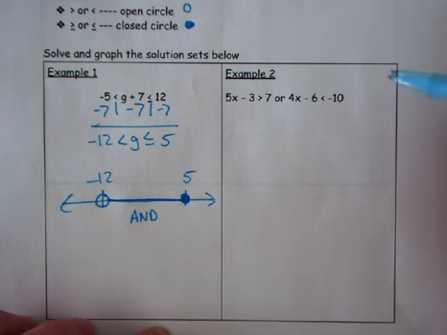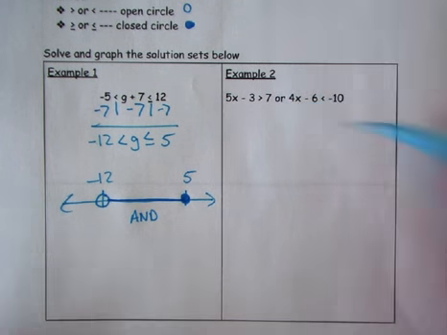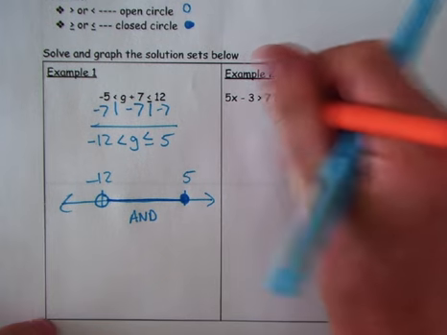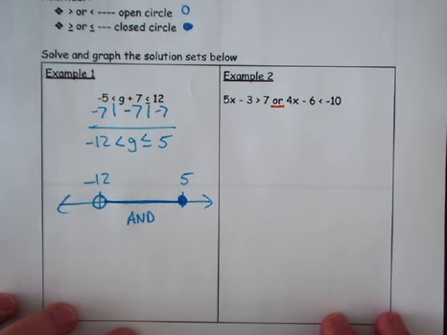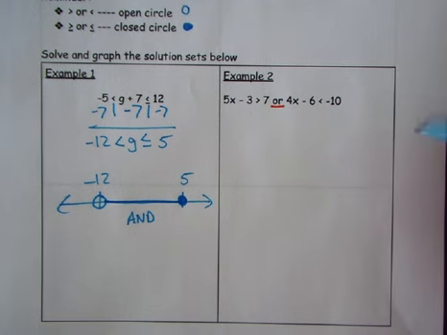Okay, let's look at example 2. Example 2 looks a little bit different. Here we have an or. I'll use my orange so it's clear to see, an or. Here we have 5x minus 3 is greater than 7, or 4x minus 6 is less than negative 10.